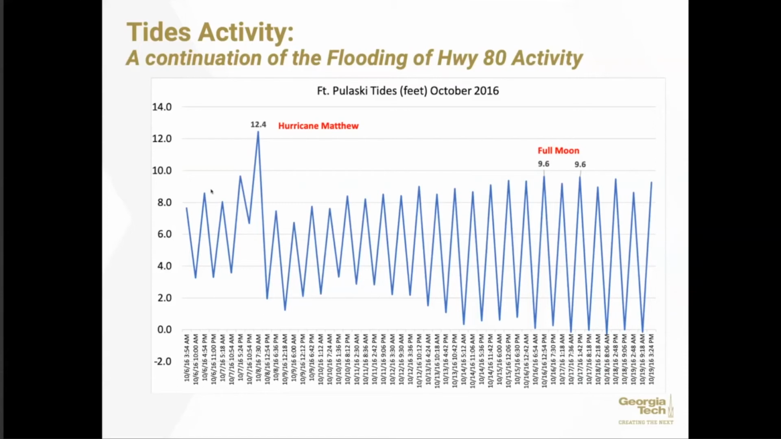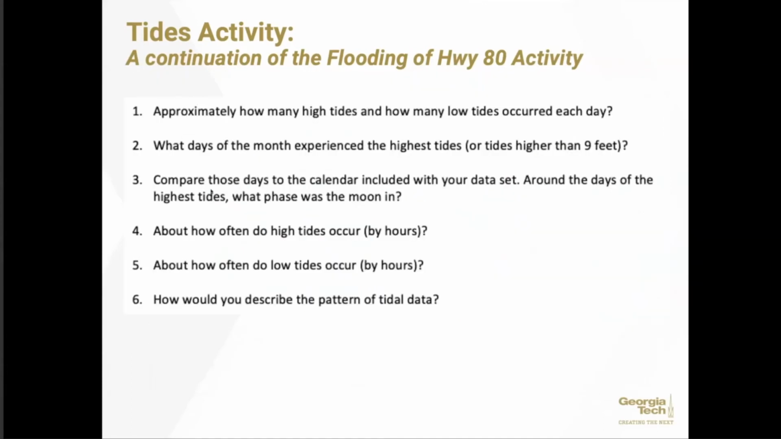Students, and you can see in this case that 12.4 foot high tide occurred when Hurricane Matthew was passing by, and then later in the month you see a full moon that occurred at both times of the 9.6-foot high tides. Then students have some reflection questions to answer.